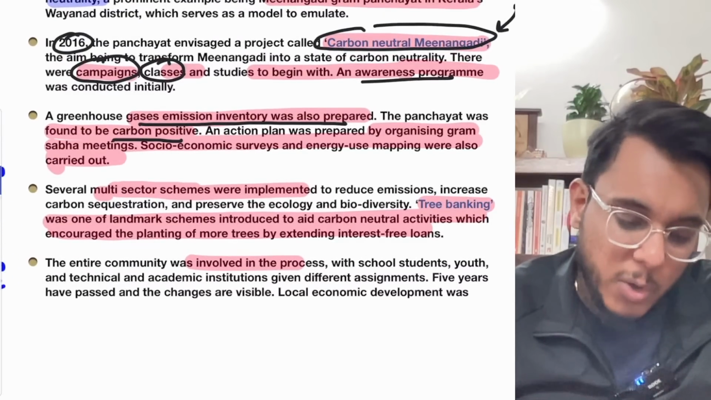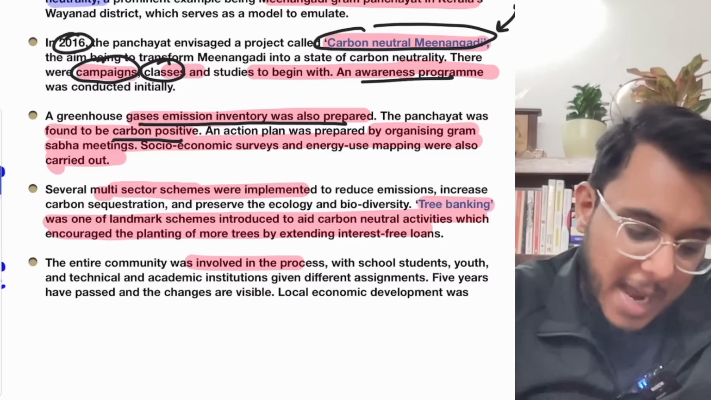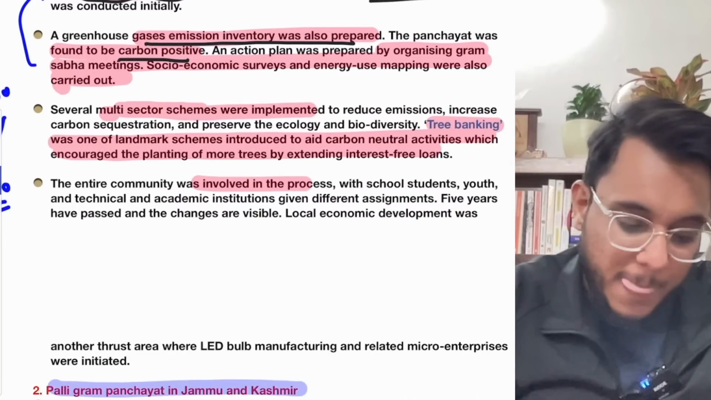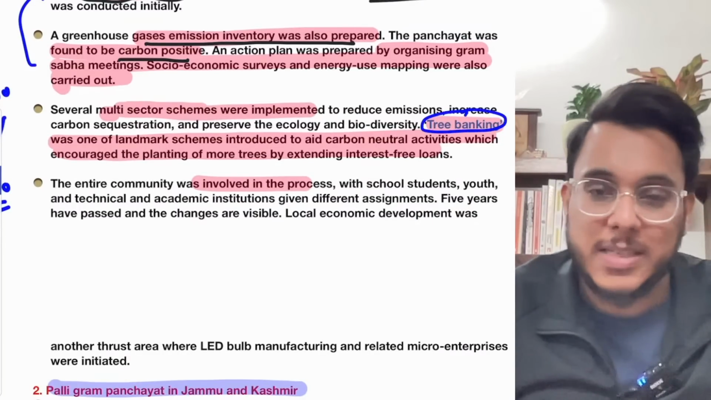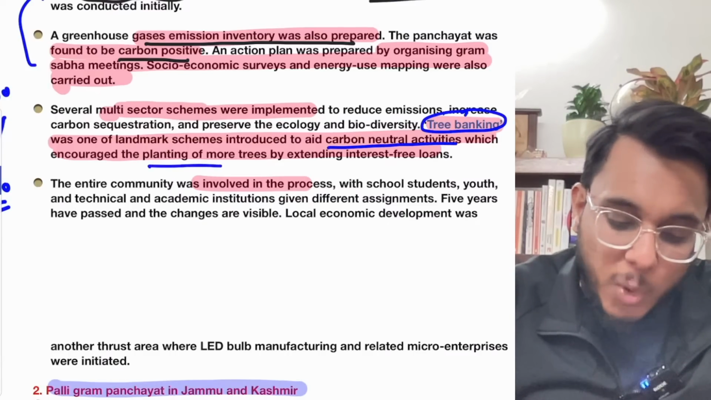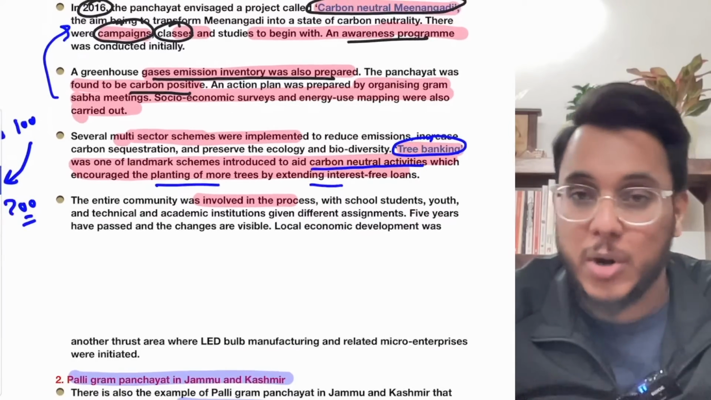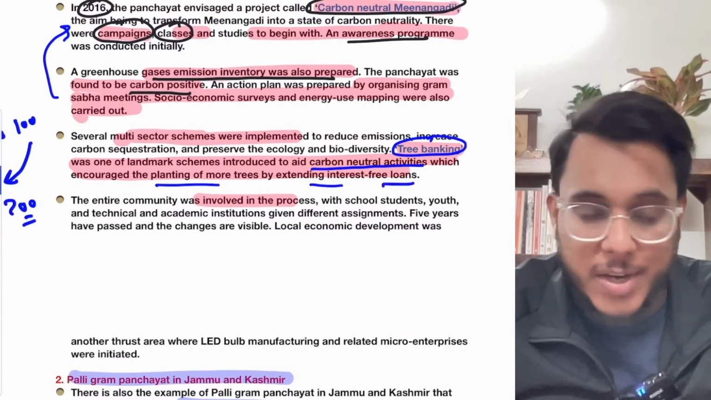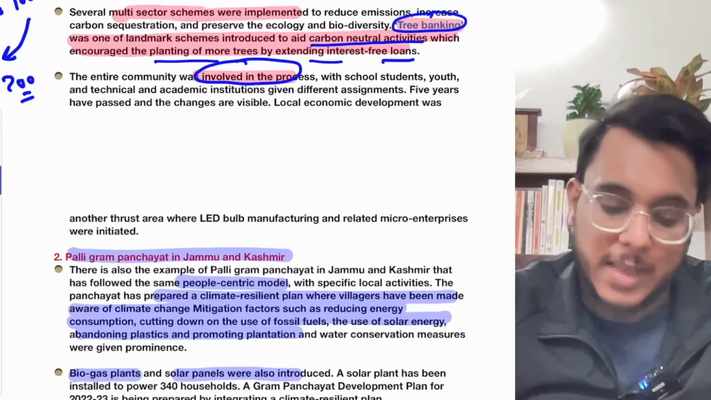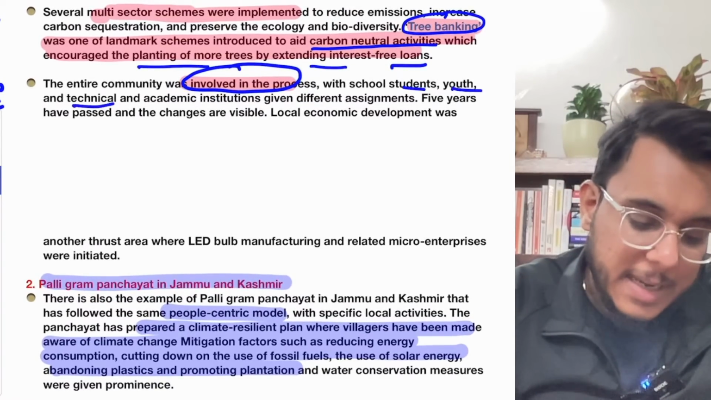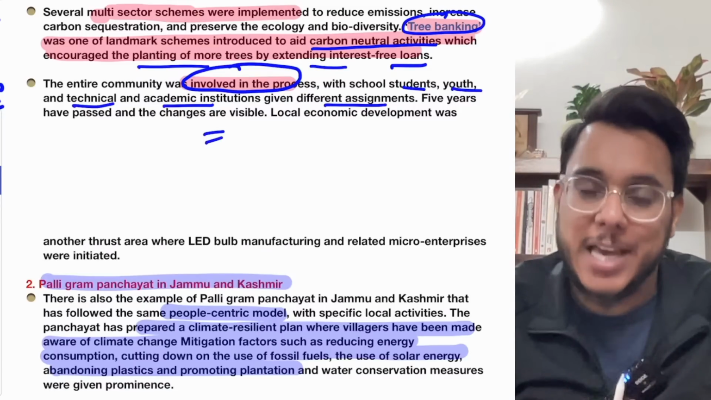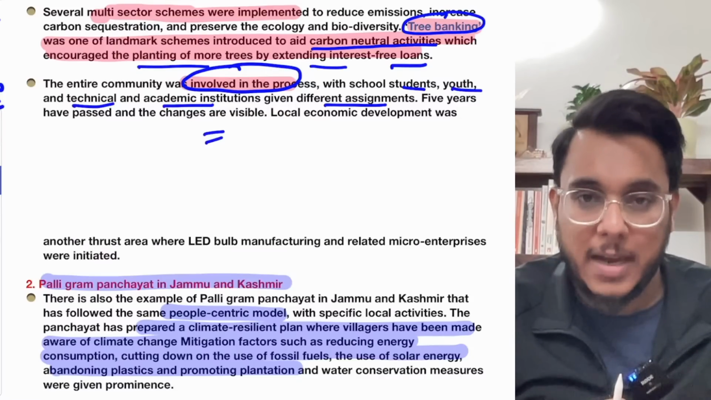Now, Menangadi was found to be carbon positive, and then they used awareness campaigns and educated the people on how they need to play an important role. Even schemes such as tree banking have been started. What is tree banking? It is a landmark scheme where, to bring about carbon neutral activities, more and more trees are to be planted, and for planting trees, free loans are also provided. Then the entire community was involved in the process: students, youth, technical and academic institutions, schools, and communities are given targets, and on the basis of those targets they are assessed.